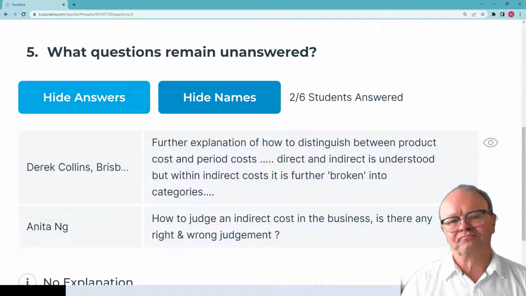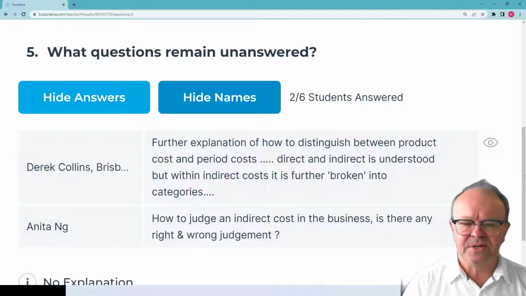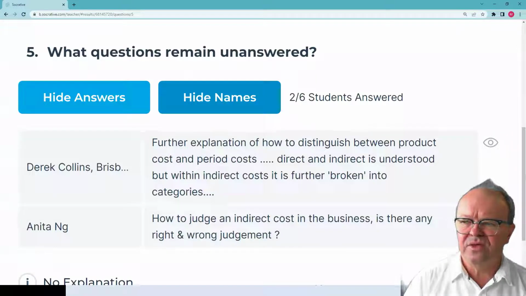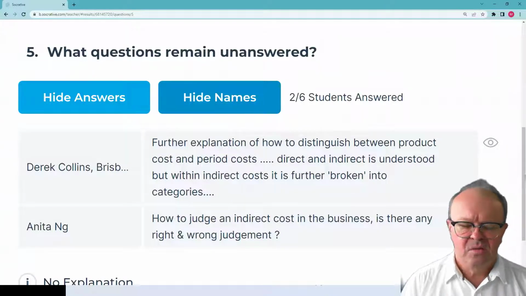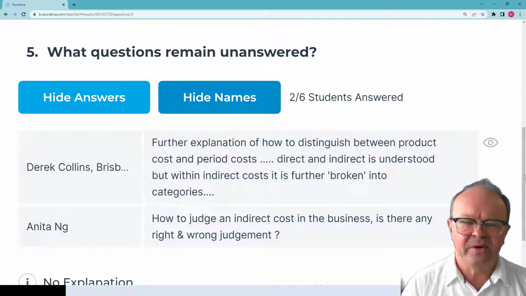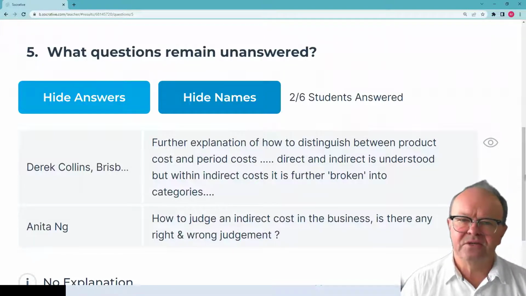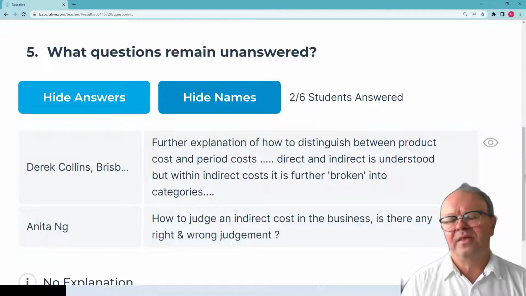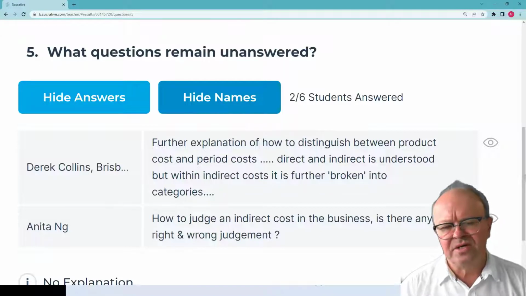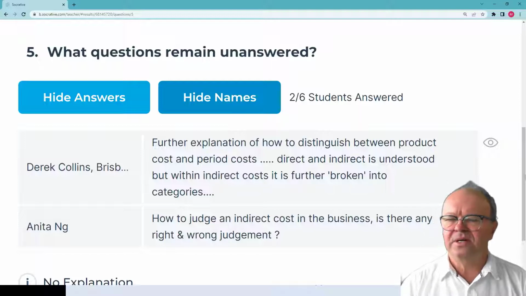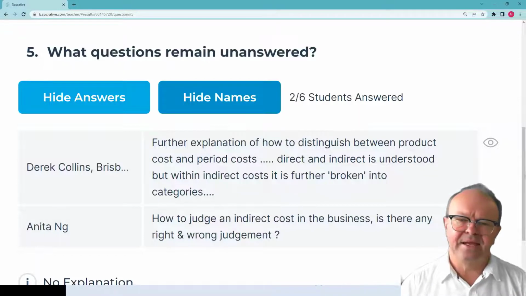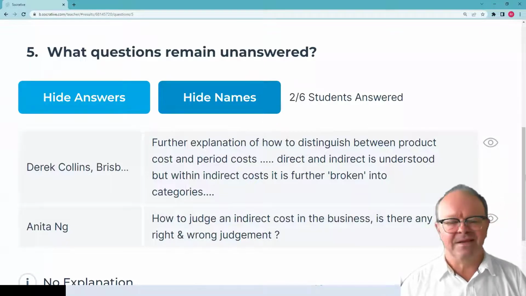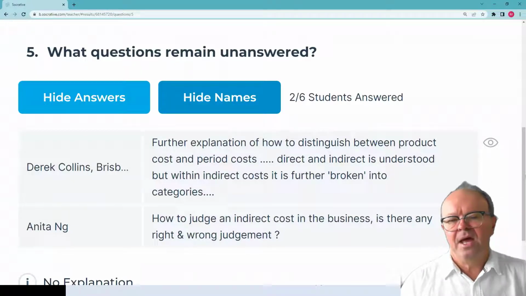But it's a judgment. It's about whether you think that cost would be better reflected in the product cost and only expensed when we sell the product, or whether it's just too difficult to allocate to a product. It's so indirect that allocating it would be almost meaningless. You'd be making judgments, but it's just too difficult.